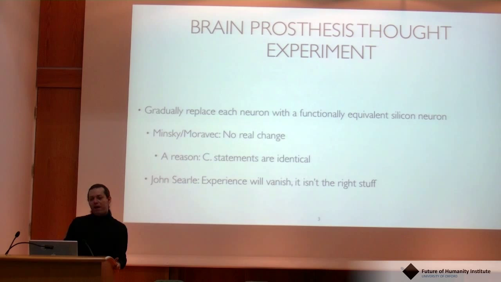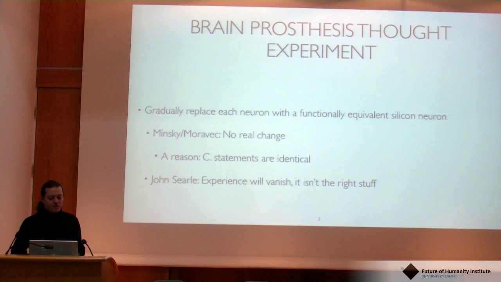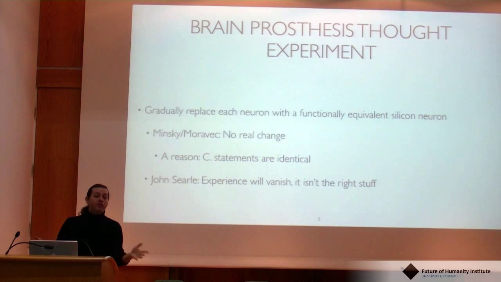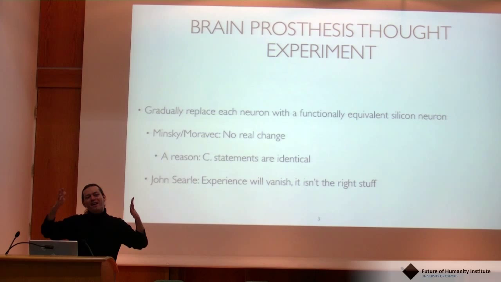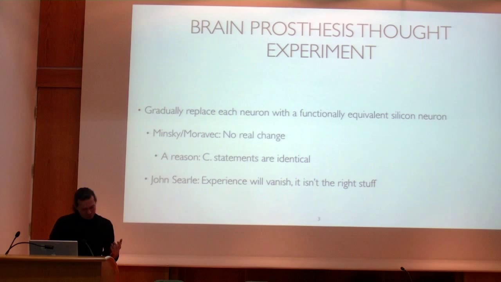And John Searle suggested that if we do this gradual replacement of neurons, experience will vanish because, well, silicon computer chips aren't the right stuff, basically. So what will happen is, as you're replacing the neurons one by one, your consciousness, your experience will fade away, but you'll keep working. You'll be doing the same things as you did before, but your consciousness will simply cease to be, according to Searle. This thought experiment is obviously very relevant to the present paper.